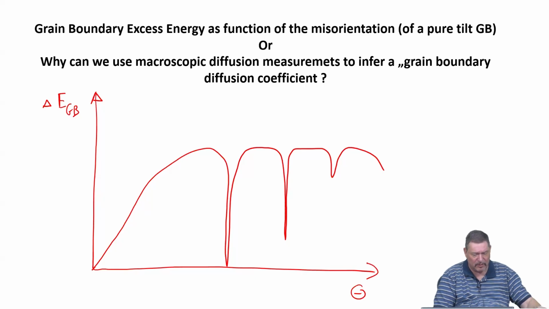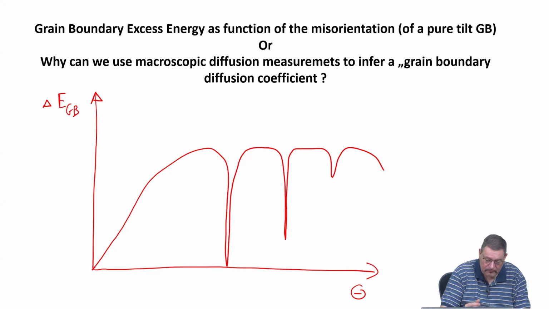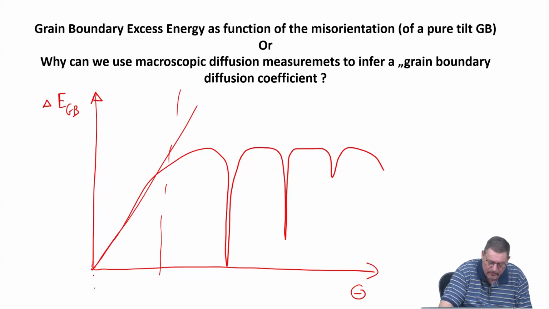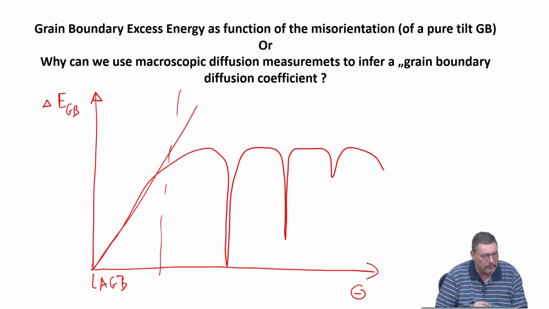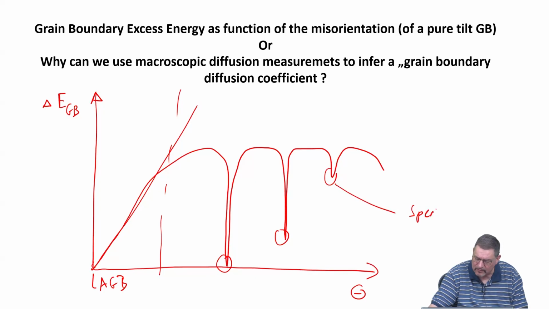It's still valid because we have this region of low angle grain boundaries that contributes very little to diffusivity because diffusivities on average are low. We have the special CSL boundaries.